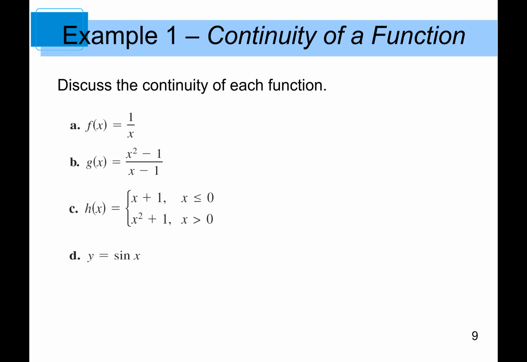Okay, so let's discuss the continuity of each function. The first one is a rational function. We know that the domain is x not equal to 0. If x equals 0, then that's a discontinuity, right? And within the domain, it's continuous everywhere, right? And the second one, x cannot be equal to 1. It's still a rational function, and within its domain, it's continuous everywhere. And h of x equals, this is a typical piecewise function.